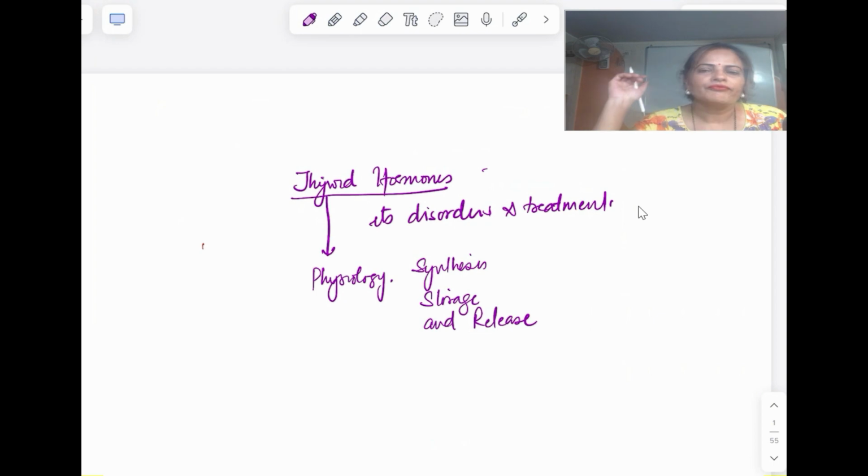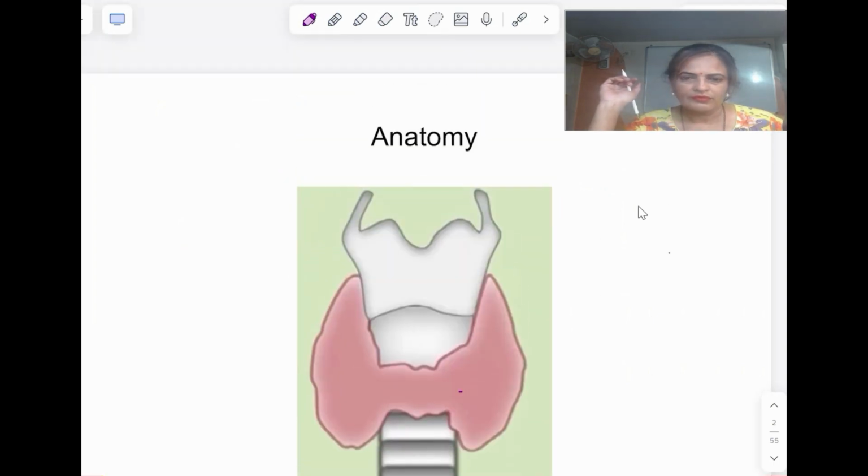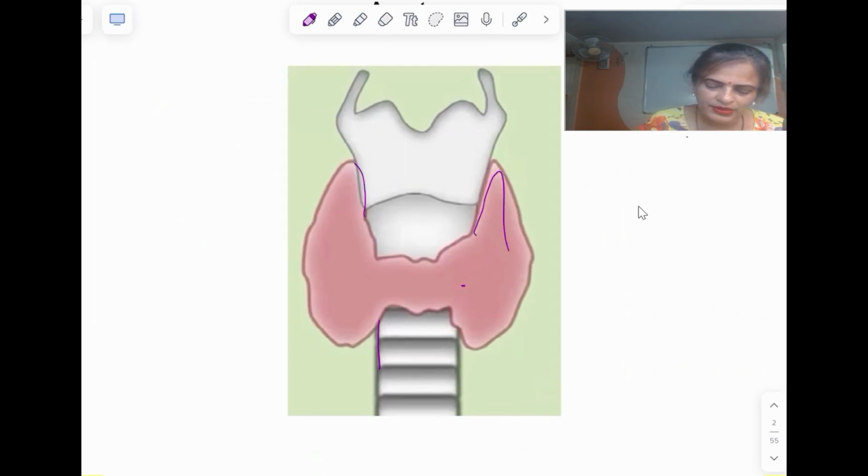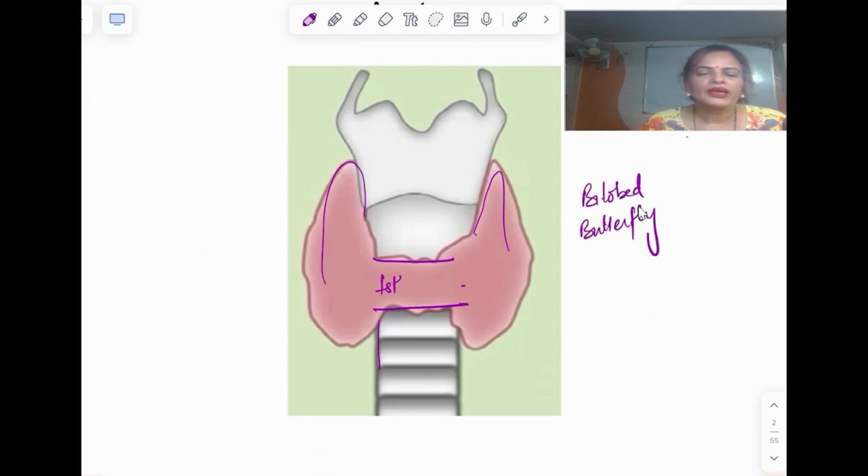A brief description of the anatomy of the thyroid gland. So you can see here it is present in front of the trachea and below the larynx. There are two lobes, butterfly shape. This is a bilobed, butterfly-shaped gland. And the two lobes are connected with this part. This is called the isthmus. And one important thing in the thyroid gland is a lot of stroma is filled in this.